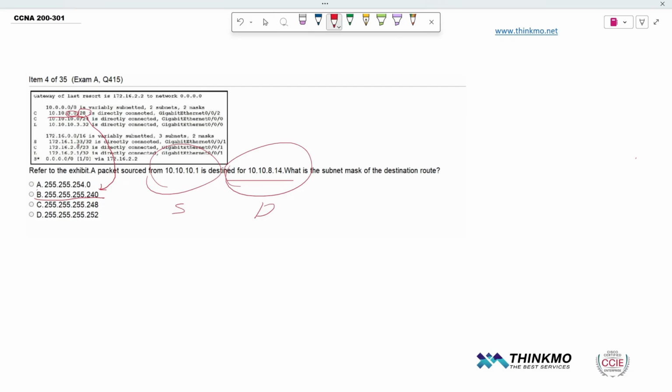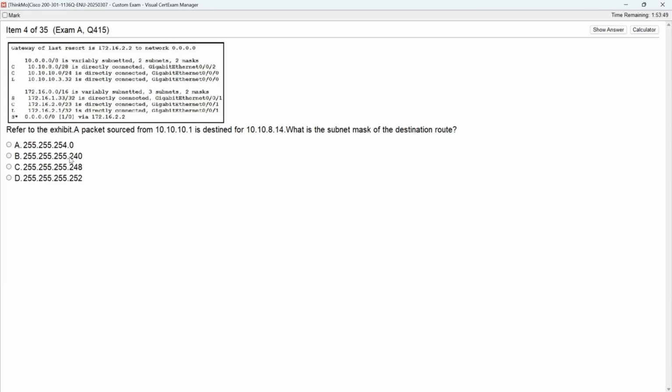Because this 8.0/28 subnet covers this 14 as well, the correct answer is B. Let's check the correct answer. It's B.